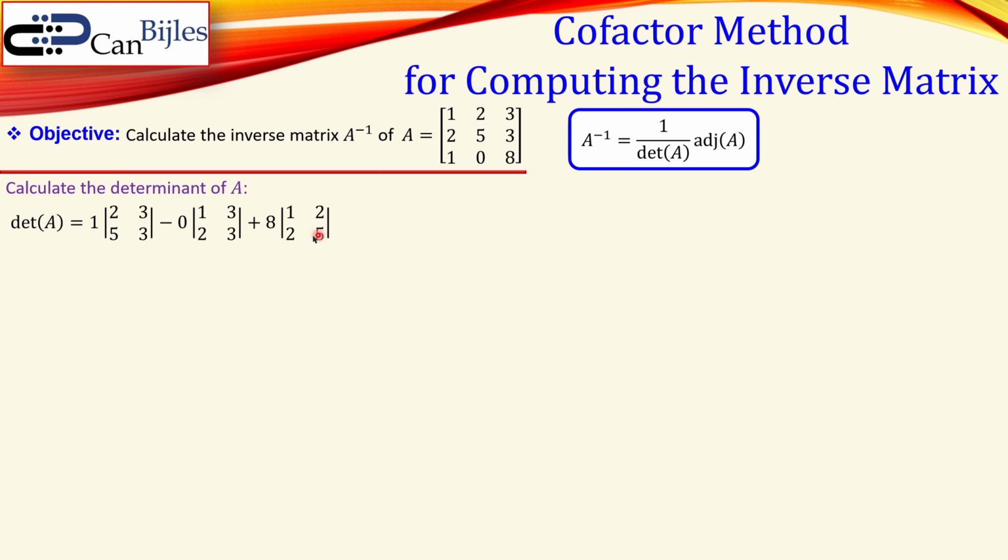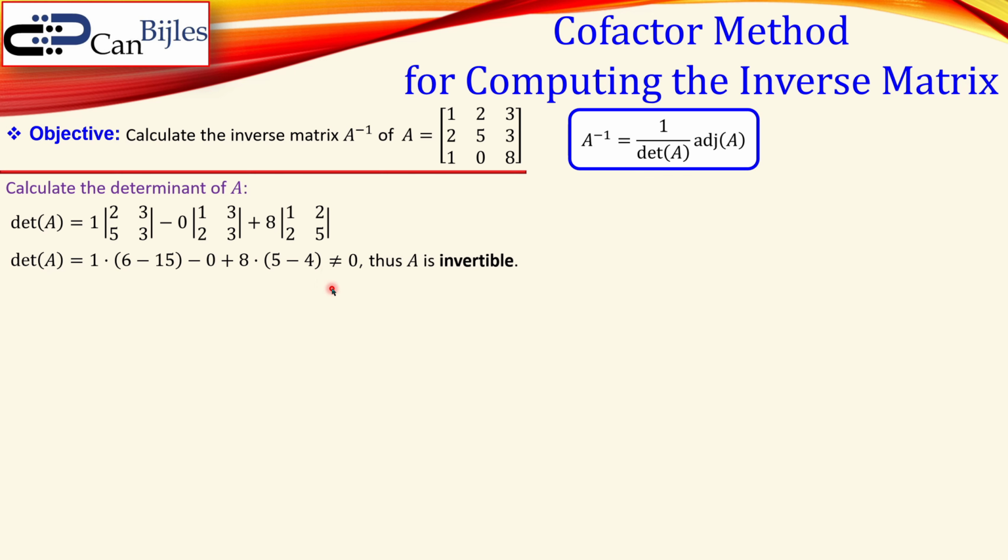That's shown here. Now I need to calculate that using the formulas for determinant. So this is then 2 times 3, 6, minus 3 times 5, which is 15. So 6 minus 15 times 1, minus 0, and then plus 8 times 5, 1 times 5 minus 2 times 2, so minus 4. Now this is then minus 9, and this is 8 times 1, so 8, so minus 9 plus 8 will be minus 1.